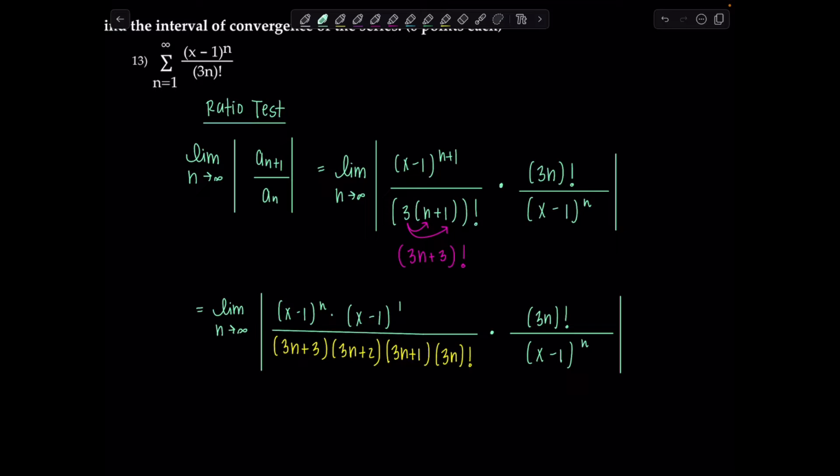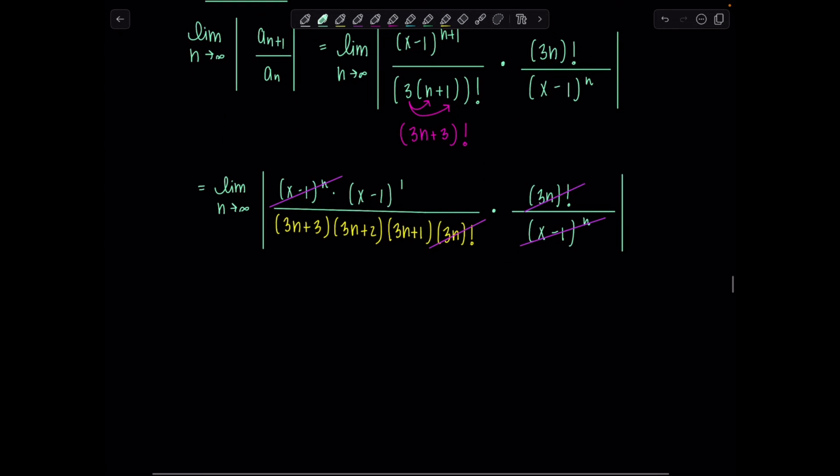Oh, good. Okay, so then now you have a little cancel party. It's so satisfying. X minus 1 to the n is gone. 3n factorial is gone. Okay. And then I can take absolute value of x minus 1 out of the limit. Okay, and don't have a panic attack. This is the limit as n approaches infinity. So n is changing, but in this limit, x is a constant. And I like to do that just so we can focus on the limit and not have so much stuff running around, you know?